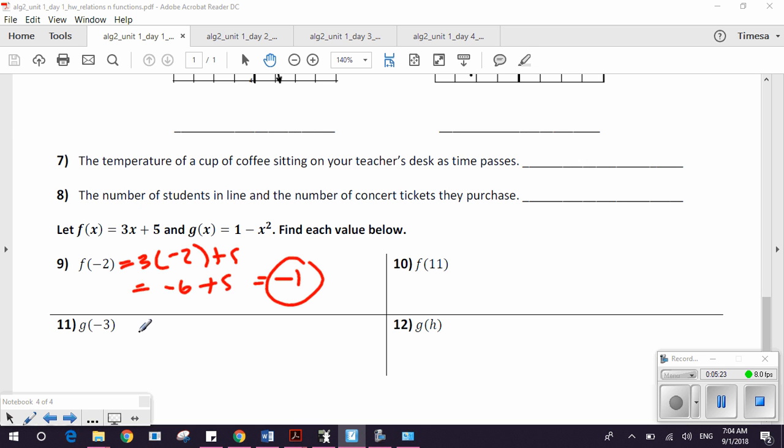On number 11, we're going to do the same thing but using g. So it's 1 minus -3 in parentheses squared. -3 squared is going to give you a positive 9. So that's 1 minus 9, which is a -8.